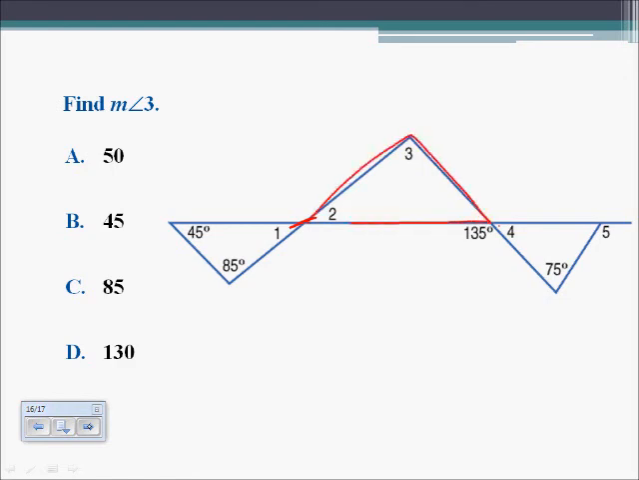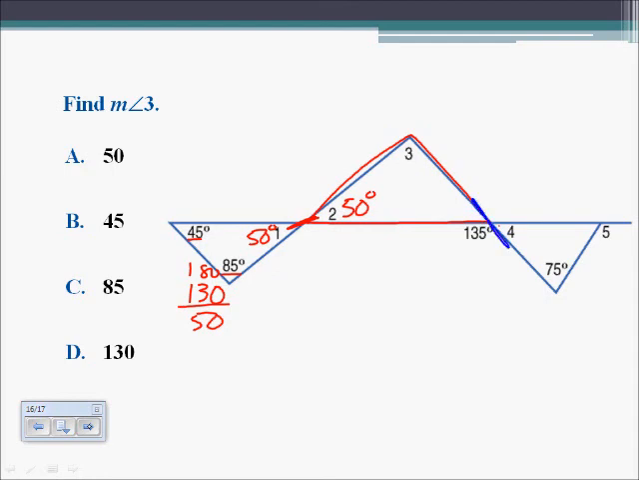Alright, so starting off with some work, I know I need to add 45 and 85. That's going to give me 130. Subtract that from 180, that's 50. So the measure of angle 1 is 50 degrees. Since vertical angles are happening here, that means the measure of angle 2 is also 50 degrees.